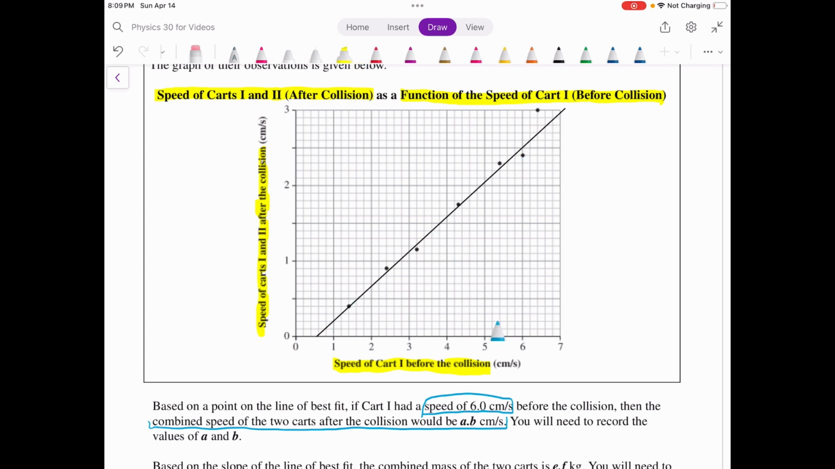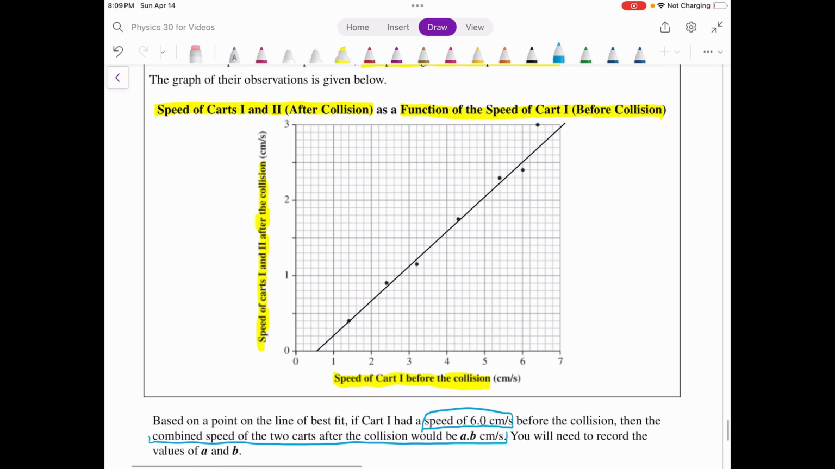With the time we gave the initial cart 6 centimeters per second, and we saw that it ended up with a final velocity of 2.4 centimeters per second, right? What was the point of doing all the other ones? What was the point of graphing it and drawing our line of best fit if we were just going to use that one set of data, okay?